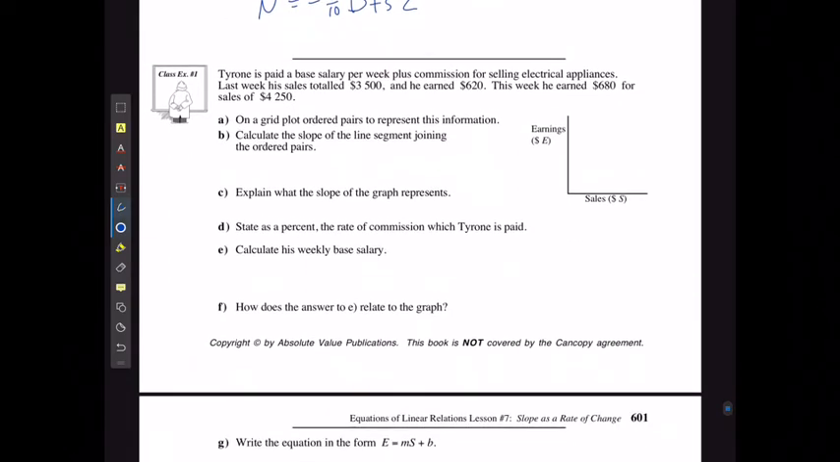All right, so for example 1, Tyrone is paid a base salary per week plus commission for selling electrical appliances. Last week his sales totaled $3,500 and he earned $620. This week he earned $680 and had sales of $42.50. On a grid, plot ordered pairs to represent this information. Well, I'm just going to pick 2 points here.